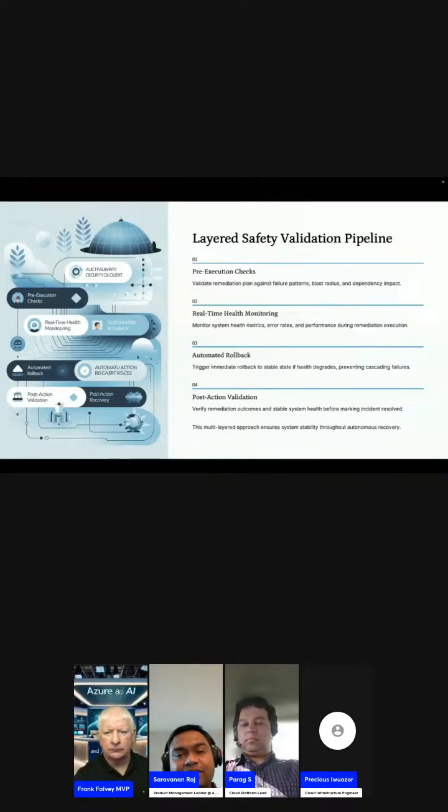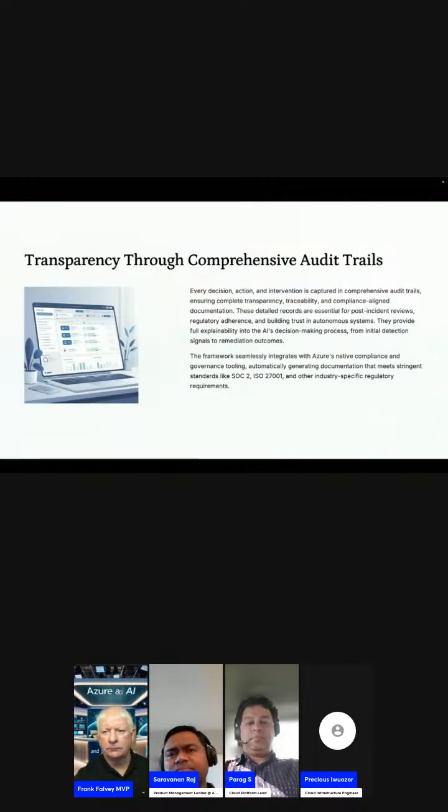And then the fourth step would be the post-action validation. So let's say you make a code change. How stable did the system become after the code change? How quickly did we recover? All of this multi-layered approach helps with the safety of this autonomous recovery.